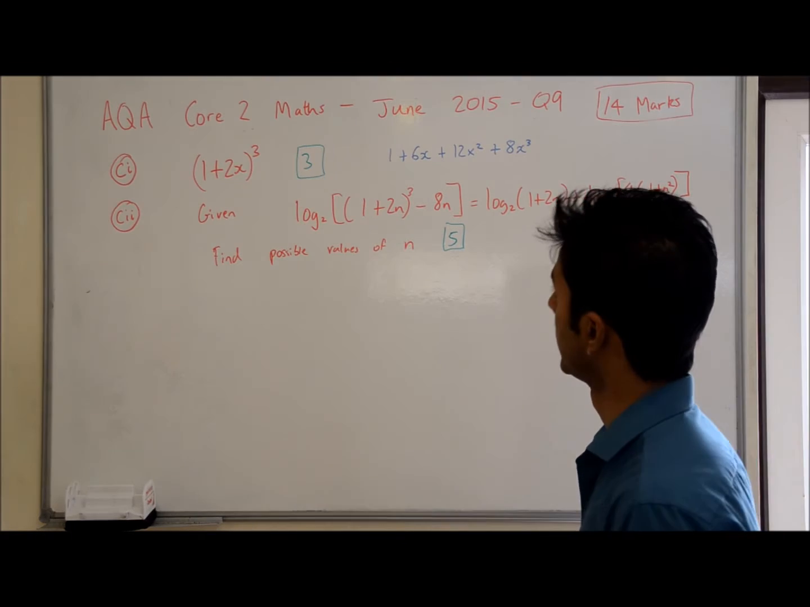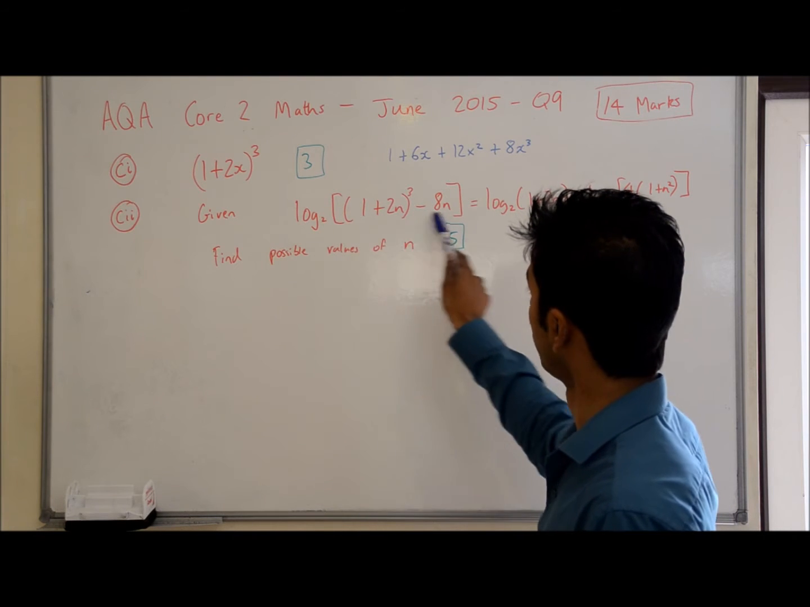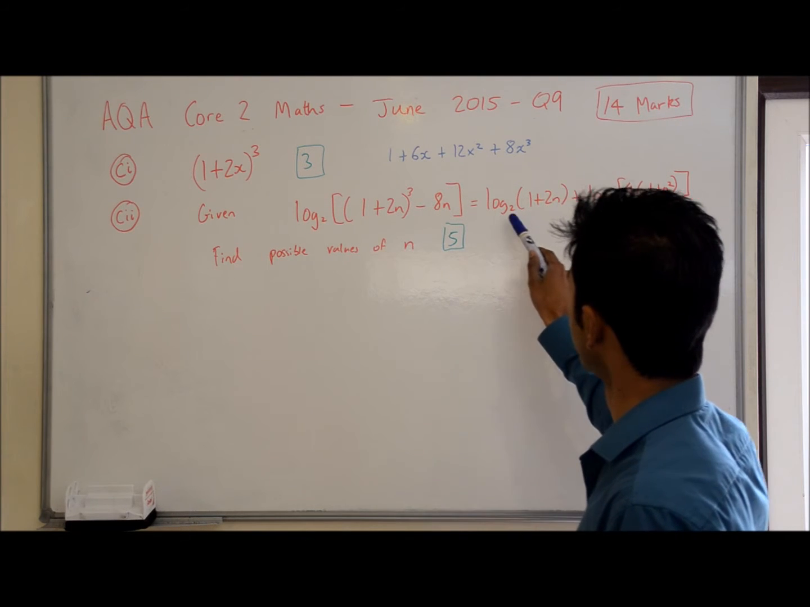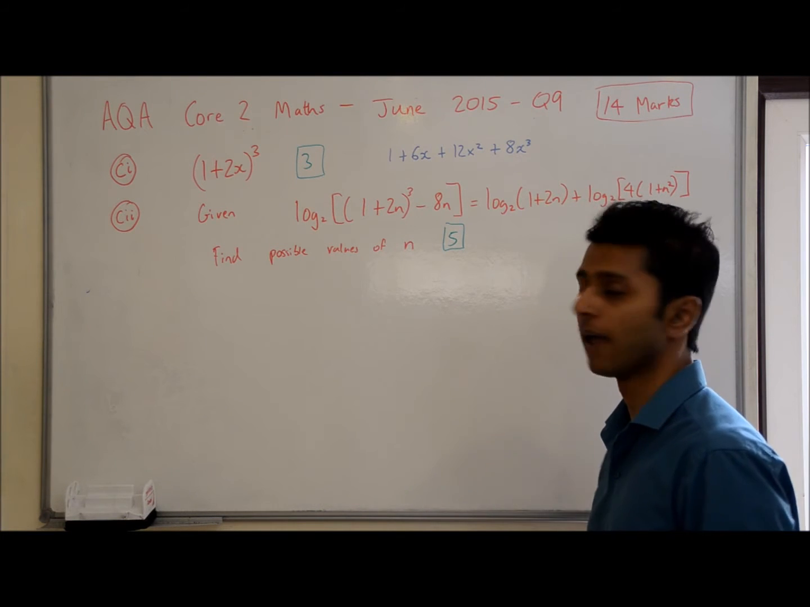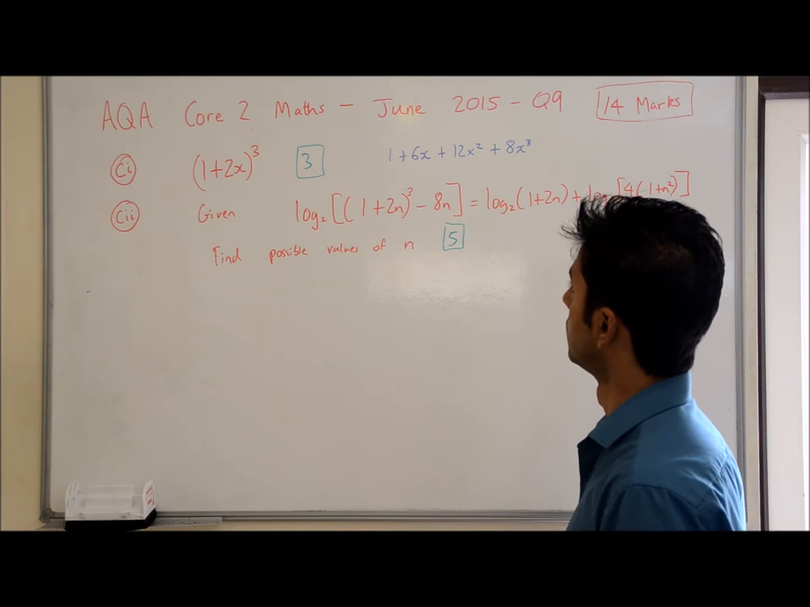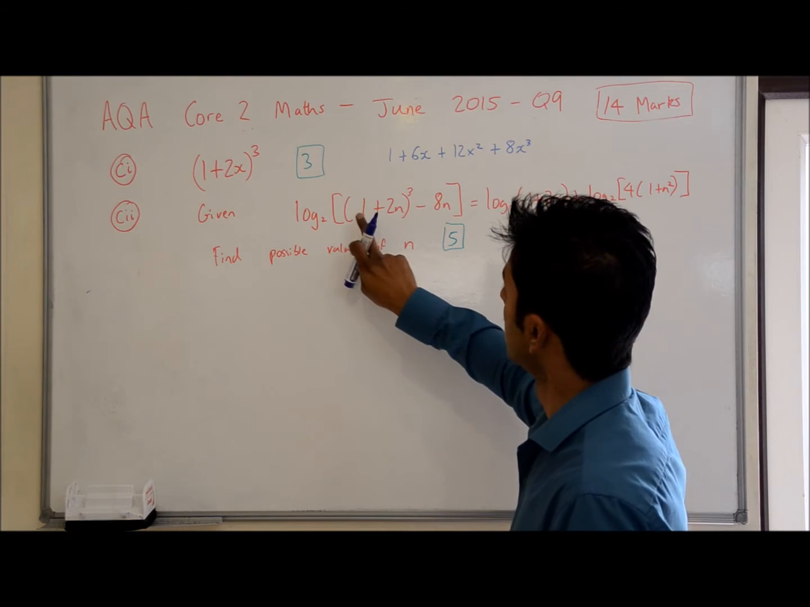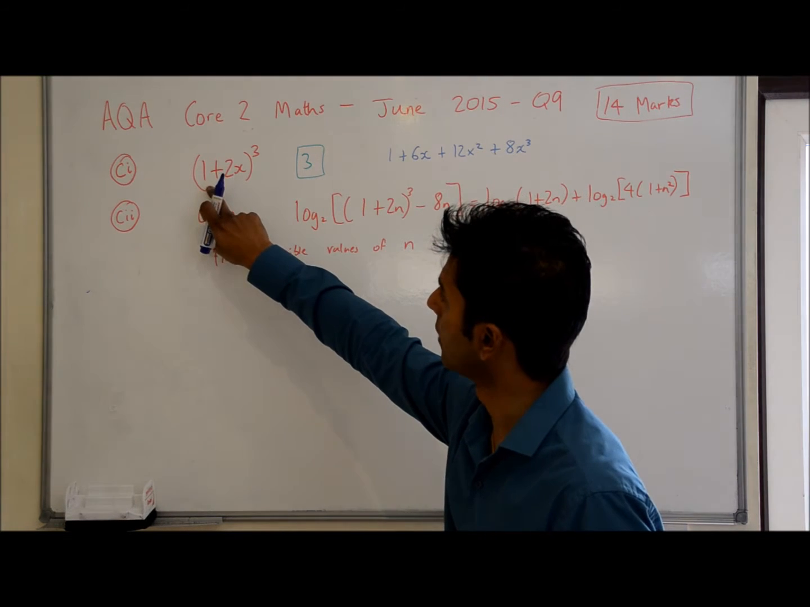So question 9c part 2 is worth 5 marks. It says given that log to the base 2 of this is equal to log to the base 2 of this plus log to the base 2 of this, find the possible values of n by getting a quadratic equation and solving it. So if you look closely, 1 plus 2n to the power of 3 is very similar to what we did in part 1.